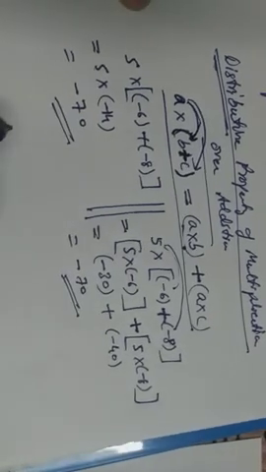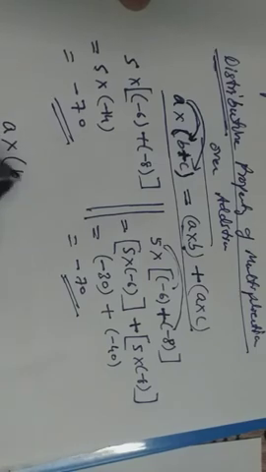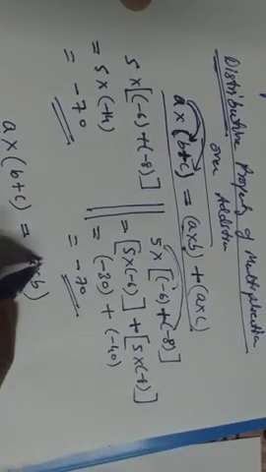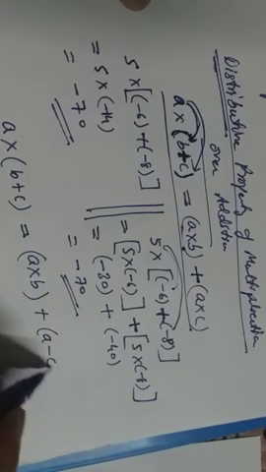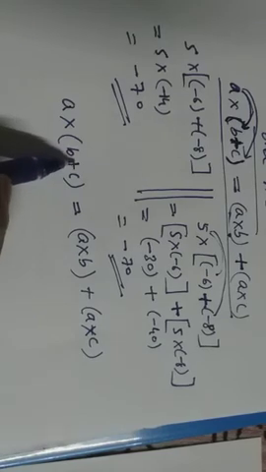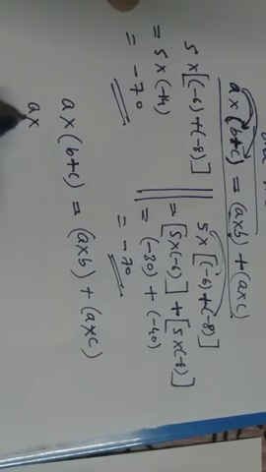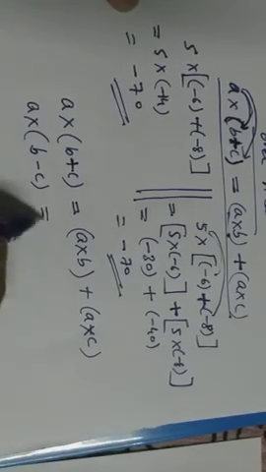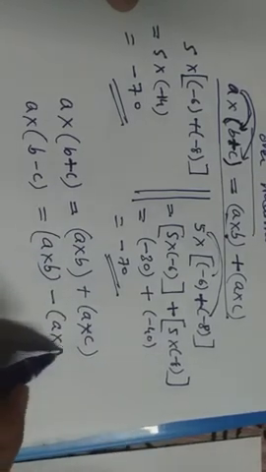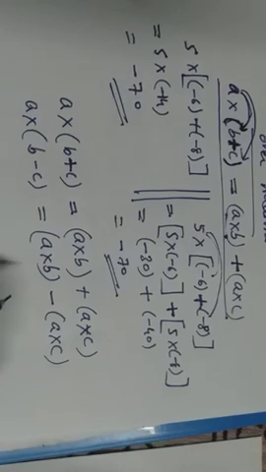So we can say A into B plus C is equal to A into B plus A into C. If it is a negative sign in between, we can write like this: A into, suppose B minus C, we'll write A into B minus A into C, like this.